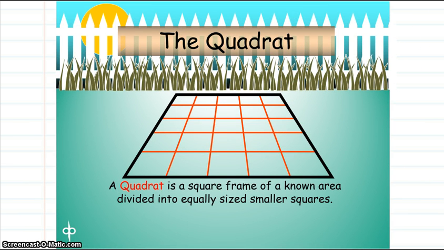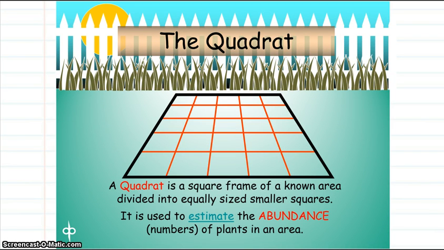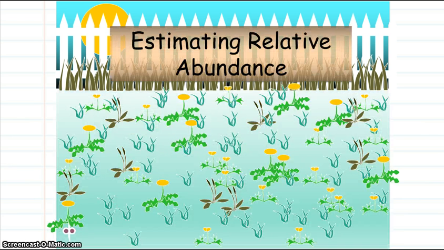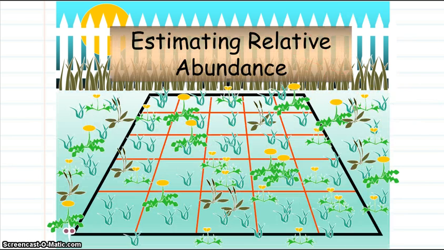When sampling organisms in the environment, or to estimate population sizes, one can use a quadrat. Basically, it's a square frame of known area, divided into equally sized smaller squares. It can also be used to estimate the abundance or numbers of plants in an area. For example, to estimate relative abundance, we place a quadrat on a lawn with different plant species in it.